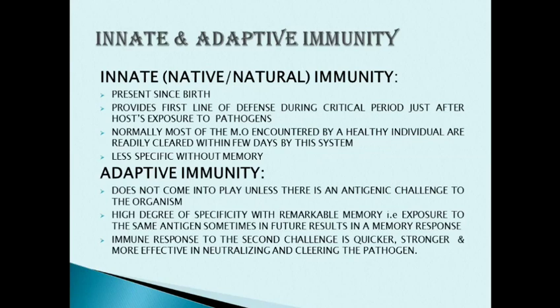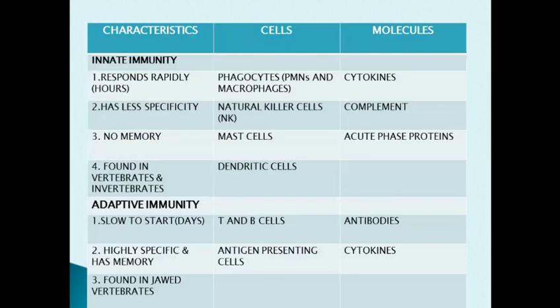And since it has memory, its response to the second challenge is quicker, stronger, and more effective in neutralizing and clearing the pathogen. Like us, when we face any challenge for the first time, it takes a longer time for us to solve it, right? But when we face it for the second time, we can respond to it quickly, strongly, and in a more effective way. Okay. So here I have given a comparative analysis between innate and adaptive immunity. This is also very important for you.